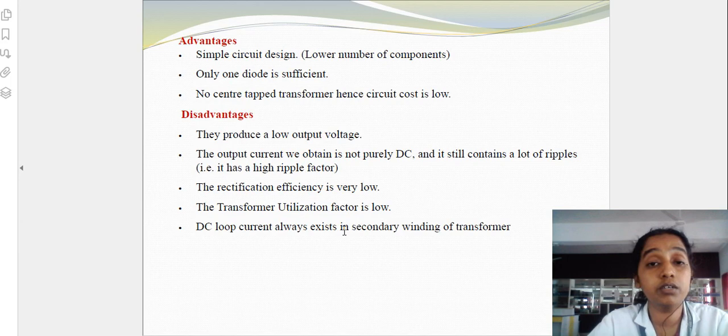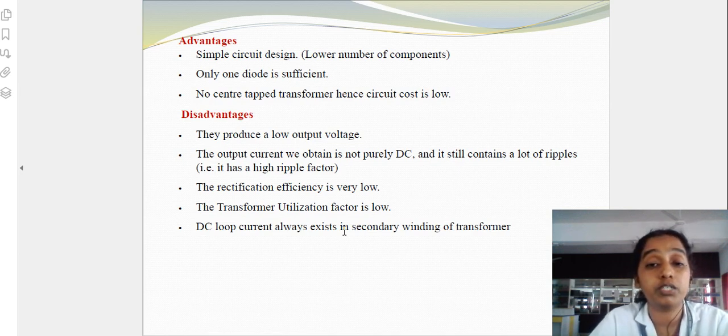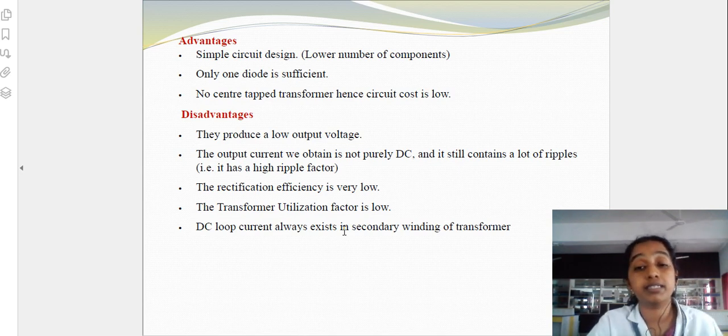So here the circuit is simple. Only one diode is sufficient. There is no center tap transformer, hence the circuit cost is low. The disadvantages: they produce low output voltage, and we obtain not purely DC but output that contains a lot of ripples. Efficiency is very low. The transformer utilization factor is low. DC output current flows in the secondary winding of the transformer.